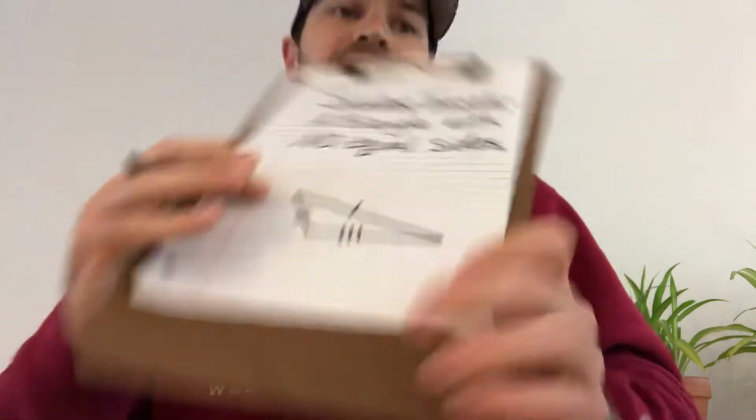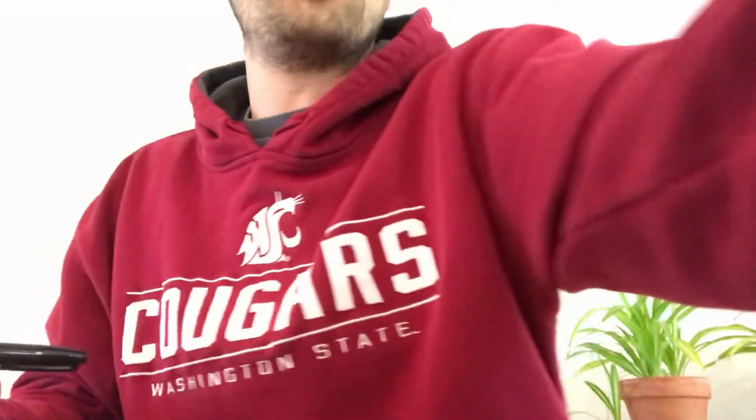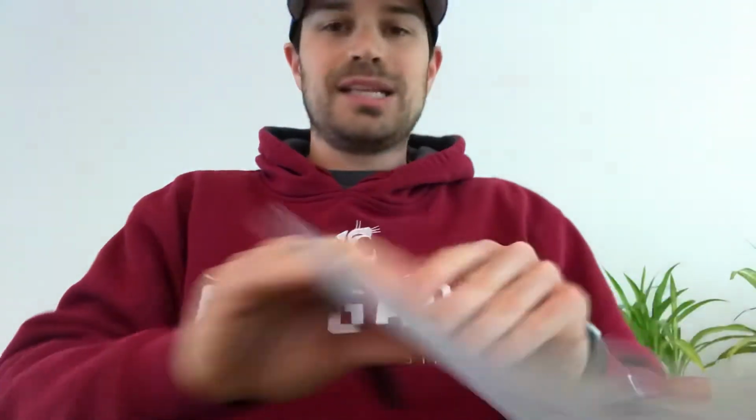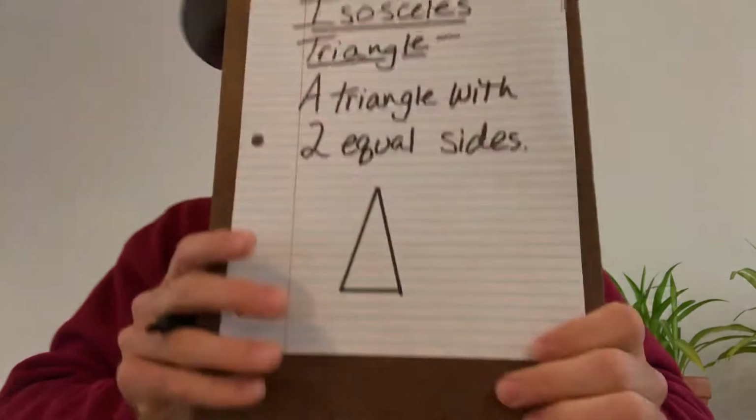Therefore, it's a scalene or a saline triangle. The next one that we're going to work with is what's called an isosceles triangle. And an isosceles triangle is a triangle with two equal sides.